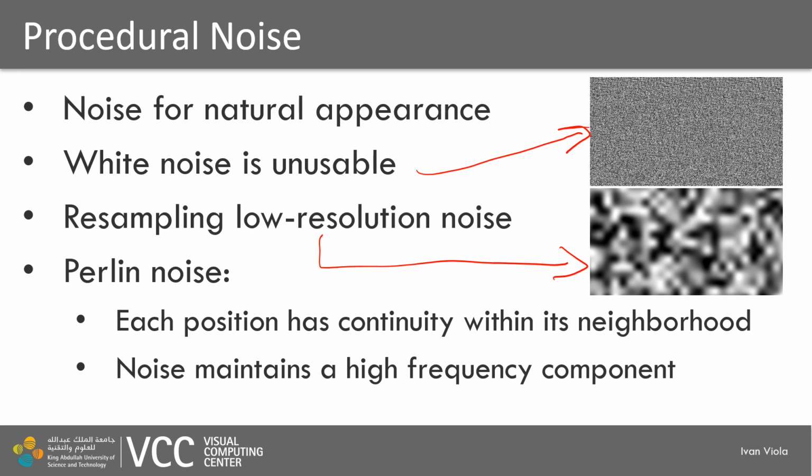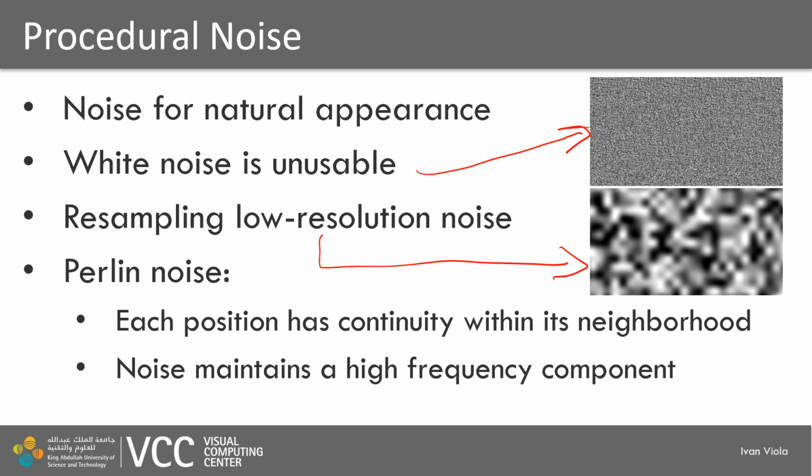However, this still is not very satisfactory, especially because it generates a very low frequency pattern which might be undesired. Therefore, Ken Perlin, back in the 80s, developed a new form of noise, which is nowadays called Perlin noise, and has the following advantage.